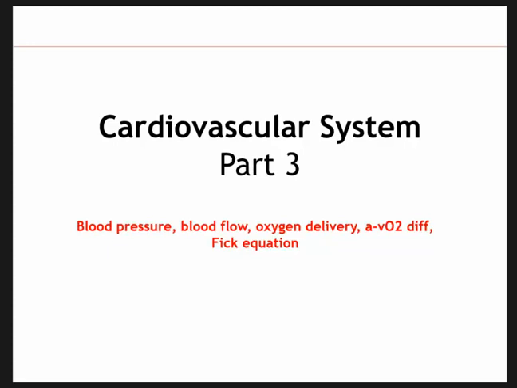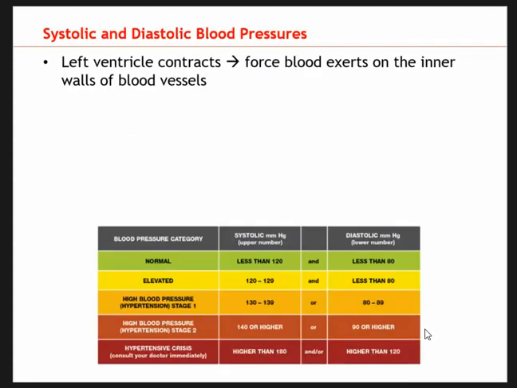Okay, cardiovascular system, part 3. What we're going to focus on first is blood pressure. So first, how is blood pressure defined? It's basically the pressure of circulating blood on the walls of the vessels or large arteries of the systemic circulation, usually measured at the brachial artery.